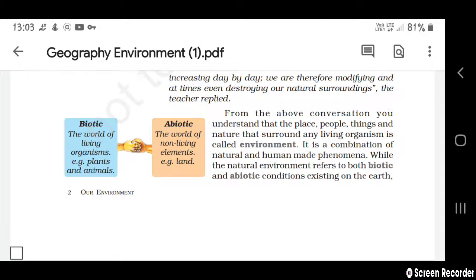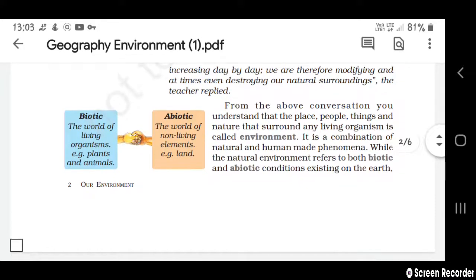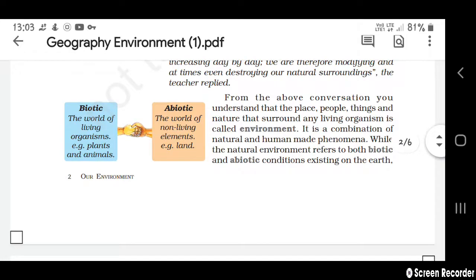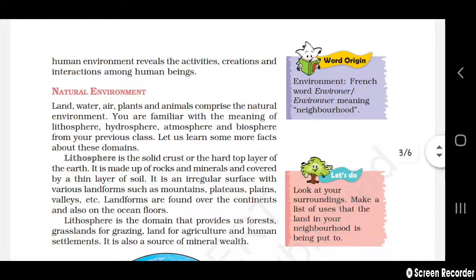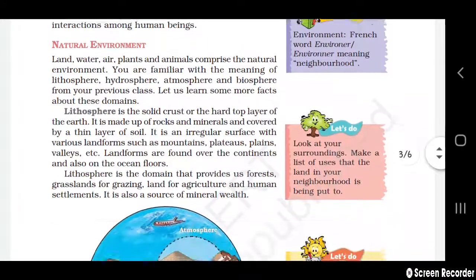The natural environment refers to both biotic and abiotic conditions existing on the earth. And the human environment has the activities, creations, and interactions among human beings.